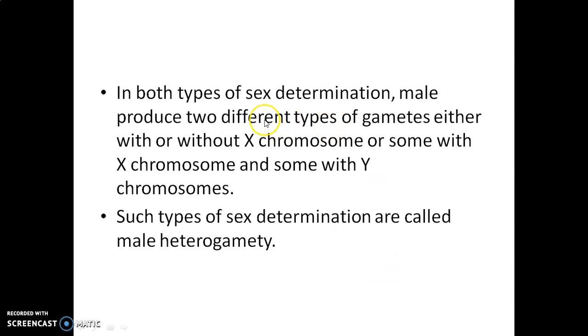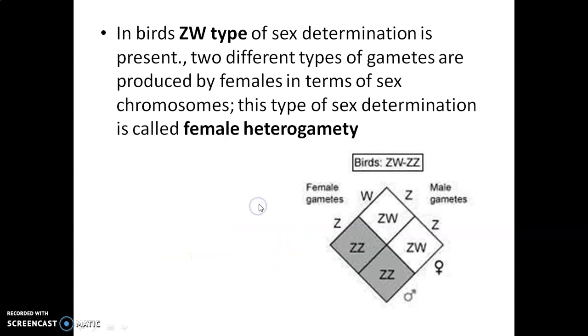Children, in both types of sex determination, the male produces two different types of gametes, isn't it? In the case of human beings, which are the two different types of gametes? Yes, X and Y. Here in Drosophila, X and 0. That's why this type of sex determination is called male heterogamety.